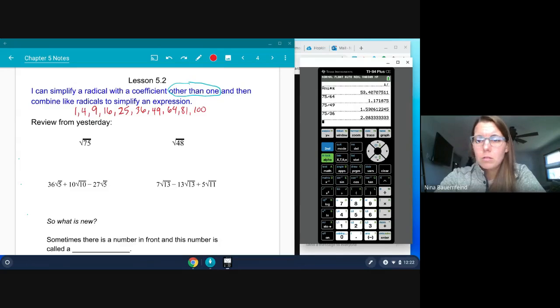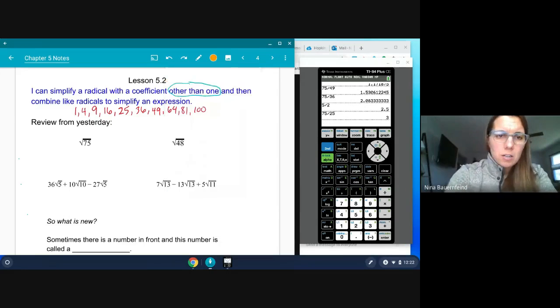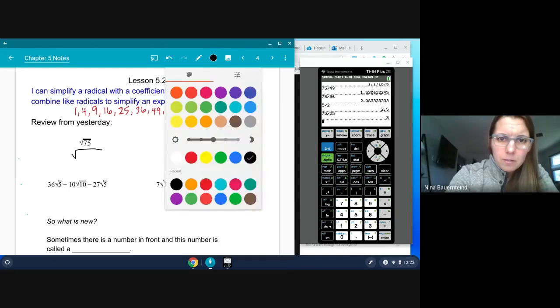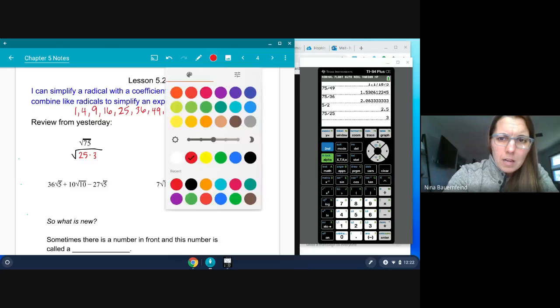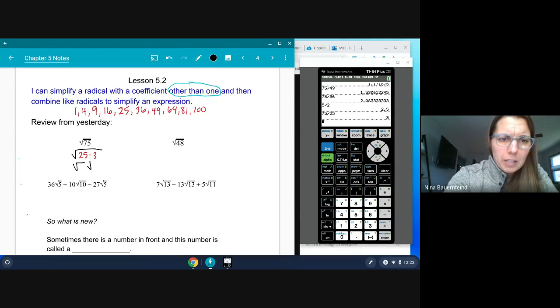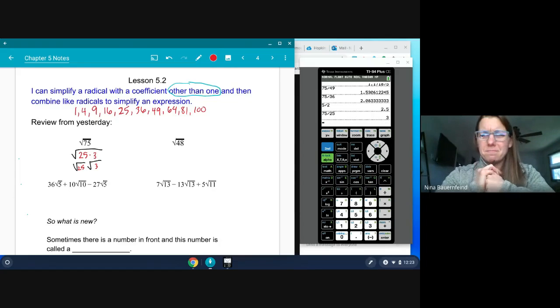36. Nope. Oops. Missed like half my numbers there. All right, there we go. So this one works. So then the second step that we did yesterday is we rewrote this as the square root of 25, because that number is in this list, times 3. And then hopefully you guys remember we split it into two separate ones. So square root 25, square root 3. What is the square root of 25?